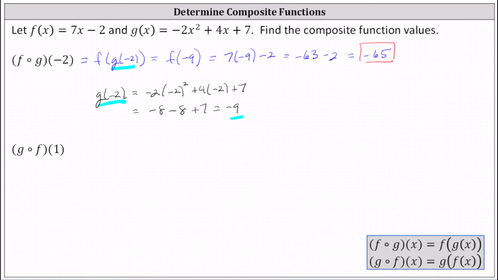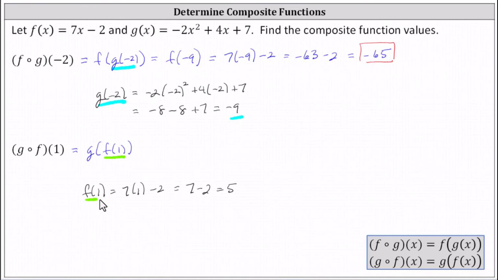Again, let's use the alternative notation for g of f of 1. Using this notation, I think it's more obvious. We begin by determining the function value f of 1, and then the output will become the input for the function g. So we determine f of 1 on the side. f of 1 is equal to 7 times 1 minus 2, which is 7 minus 2, which equals 5.